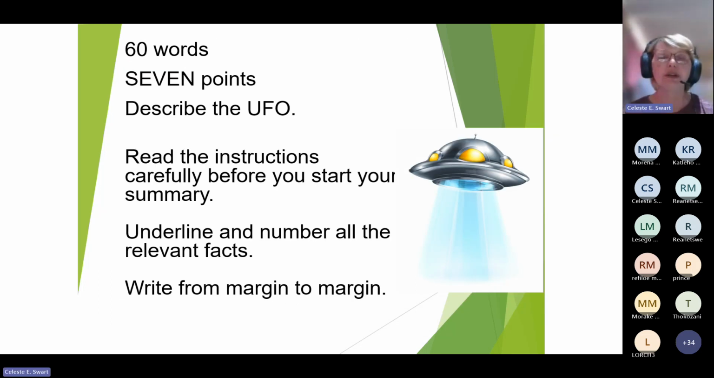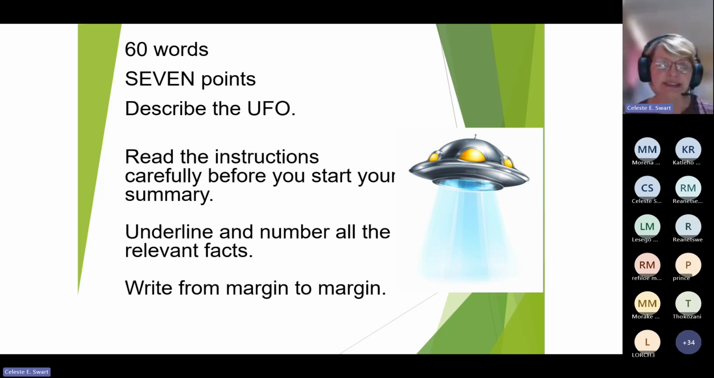You have to summarize in 60 words. You have to give 7 points. And you have to give it in point form. And your topic here is to describe the UFO. I shared the passage with your teachers and hopefully they gave you copies. Otherwise, you can try this at home later on and have your teacher have a look to see if you manage to get it right.